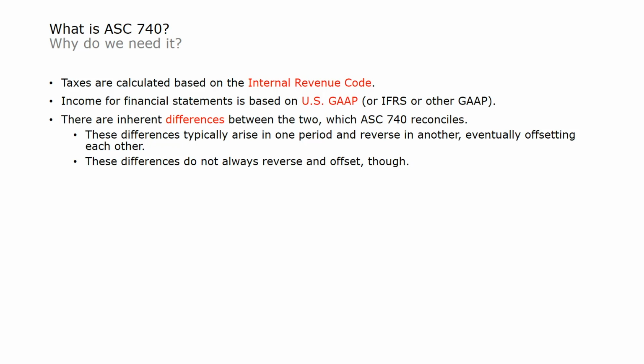A lot of these differences are temporary, and what I mean by temporary is that these differences are going to arise in one period, reverse in another, and eventually offset each other. So there are no permanent or lifetime differences between income and expense. However, that's not always the case, as we'll find out as we go through the class.